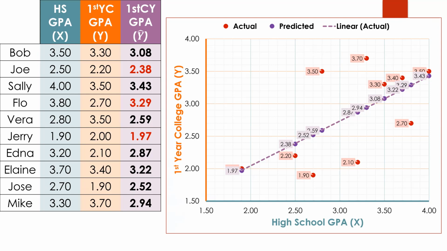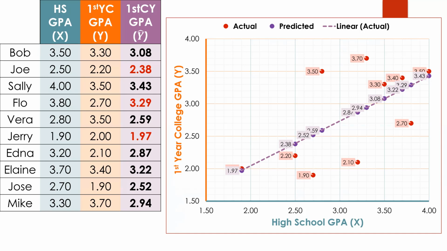And what I want you to pay attention to is that for each person, you can see there's a gap between their actual college GPA and their predicted college GPA, okay? So take Joe, for example. Joe is around 2.20. His predicted should have been 2.38. So you see there's a little bit of a gap there. For Jerry, his is very close, 1.97 and 2.